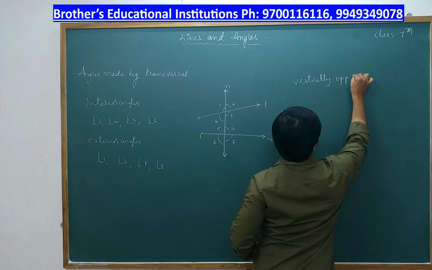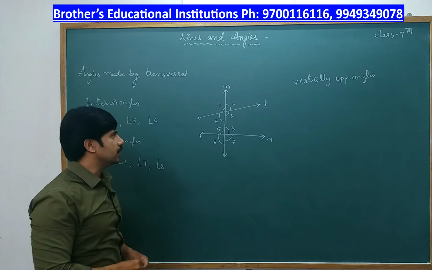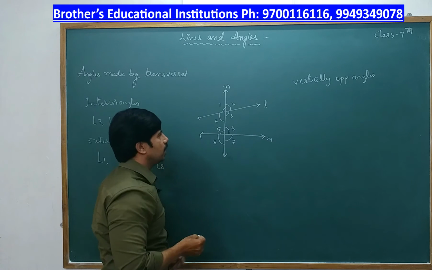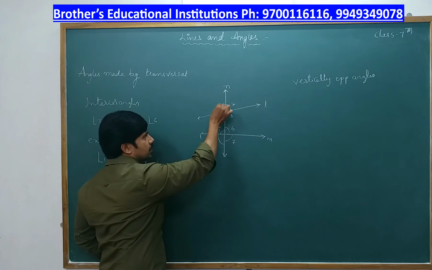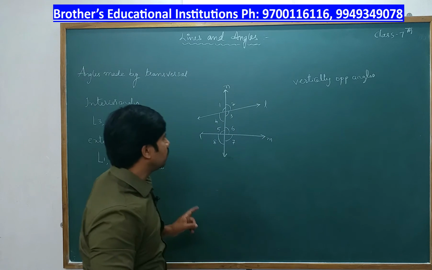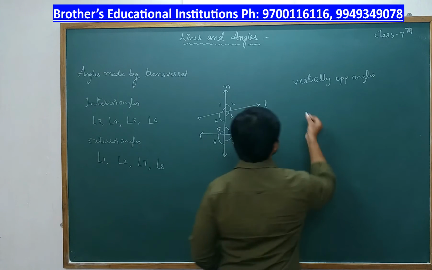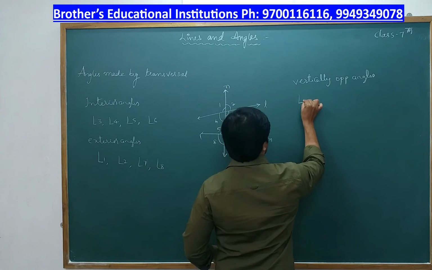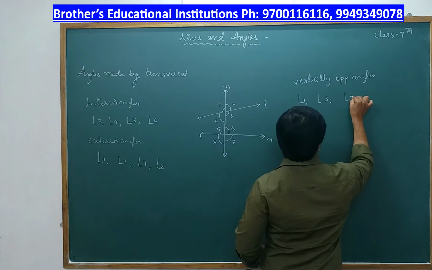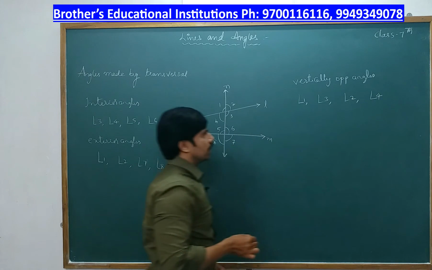Vertically opposite angles. So what are vertically opposite angles here? 4 and 2, 1 and 3. Okay, on line L with respect to transversal, 1 and 3 are vertically opposite, 2 and 4 are vertically opposite. Remember, these vertically opposite angles are always equal. So first we write vertically opposite angles. Angle 1, angle 3, then angle 2, angle 4 are vertically opposite angles, right?